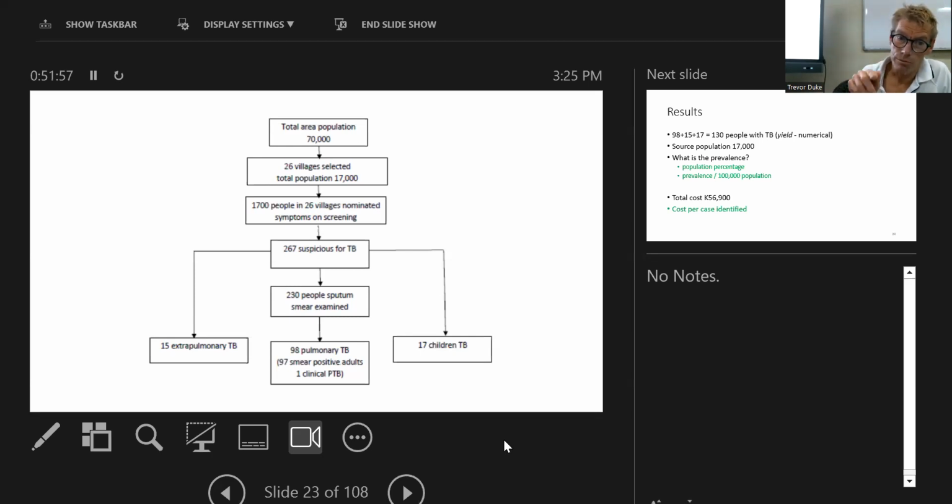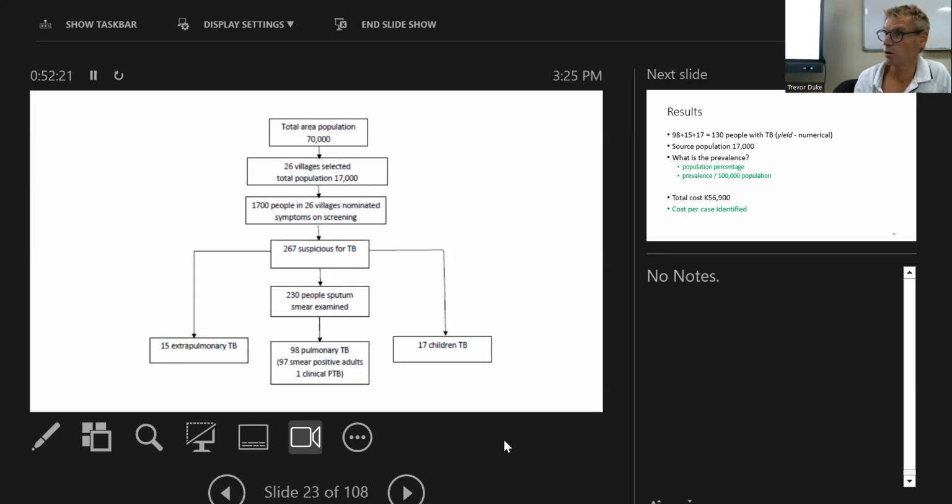Those went through a further clinical screening, like a simple questionnaire, and then we did sputum smear testing on 230 people. Of those, we found 98 who had pulmonary TB. So very high yield, 98 out of 230 people. Now, of course, some people might have been sputum smear negative and still had TB.